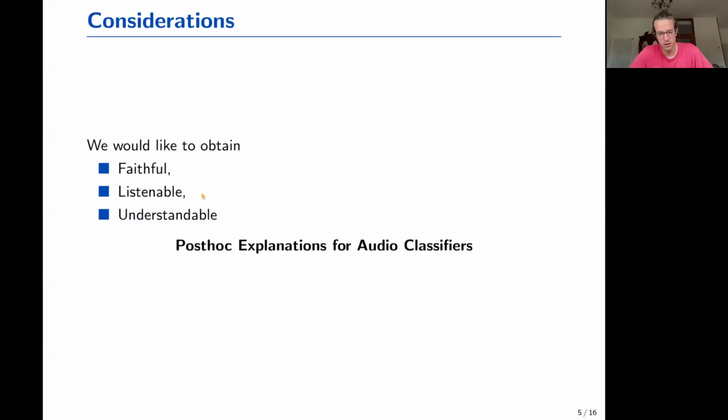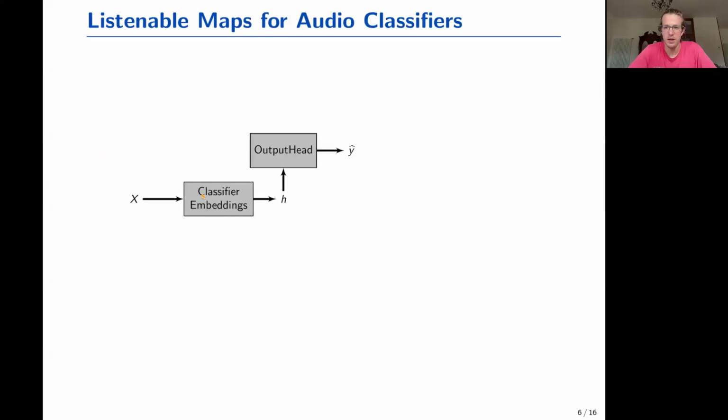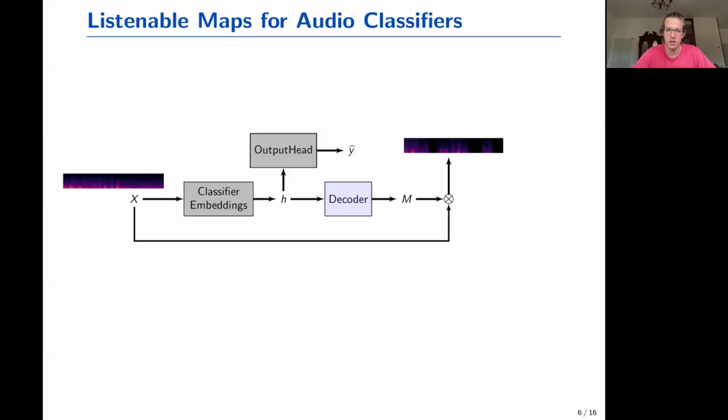The way we do this is by proposing LMAC, which stands for Listenable Maps for Audio Classifiers. It works by taking a pre-trained classification network that uses an input representation, generates some embeddings that are later fed to the classification head that predicts the probability for each class. Then we train a decoder on top of the classifier representations, and the output of the decoder is the saliency map. In order to generate the explanation, we then multiply the input representation with the predicted mask, obtaining the explanation.